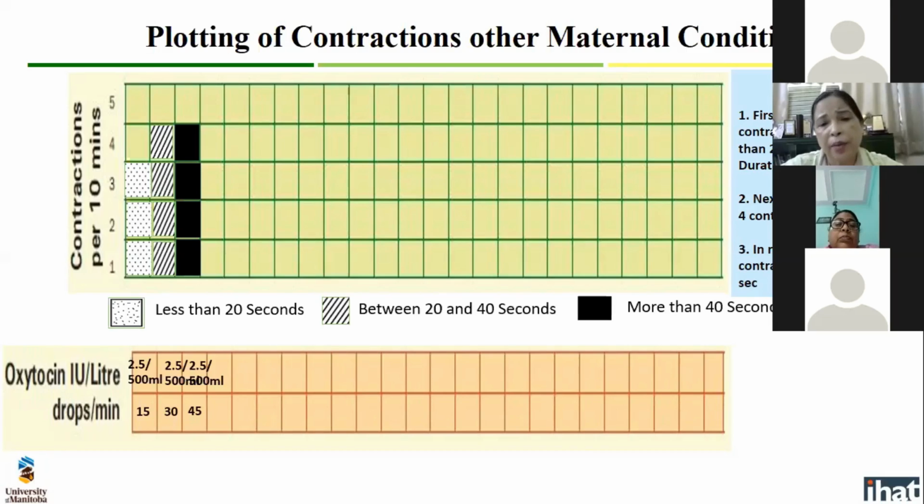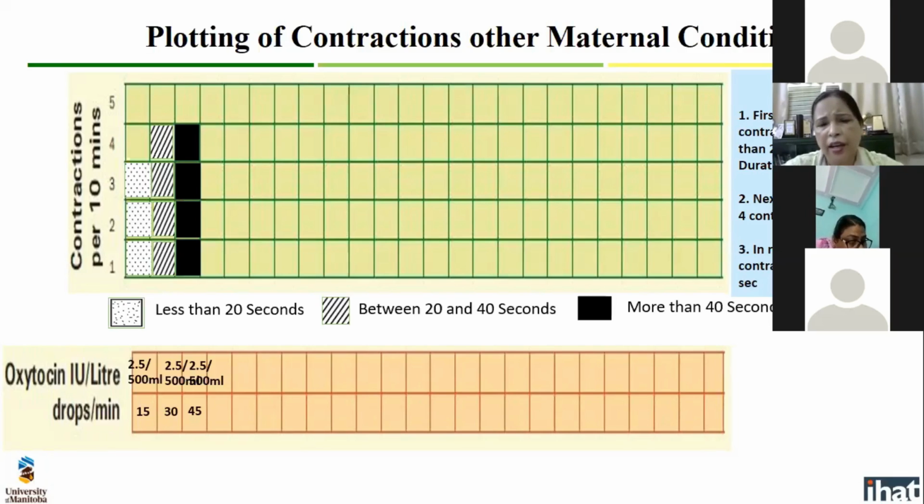And in third box you can see bold से बिल्कुल colored करा हुआ है और 4 कलर करे हुए हैं. इसका मतलब 4 contractions हैं जो कि 10 minutes में आ रहे हैं and more than 40 seconds. So this is how we are marking contractions on a partograph. और उसके नीचे आपने देखा there is how much oxytocin is given. So normally oxytocin we are giving in 500 ml of fluid.